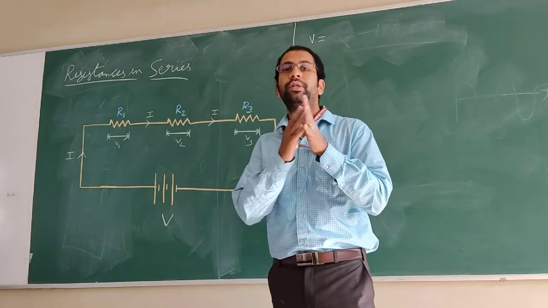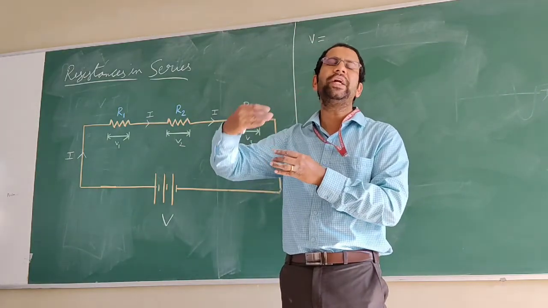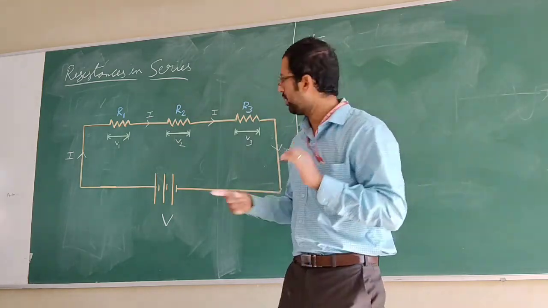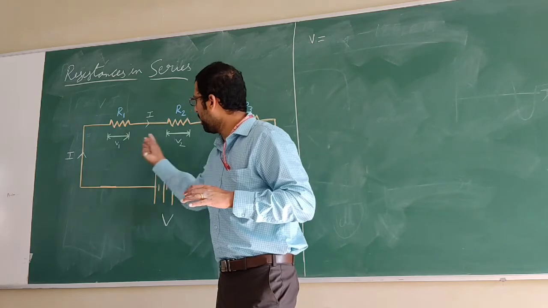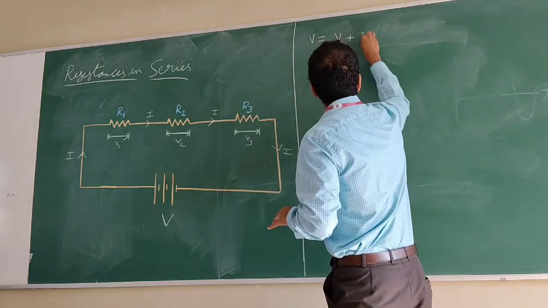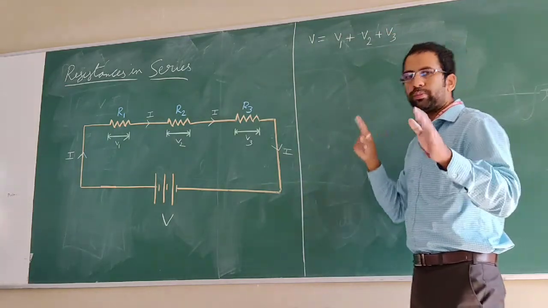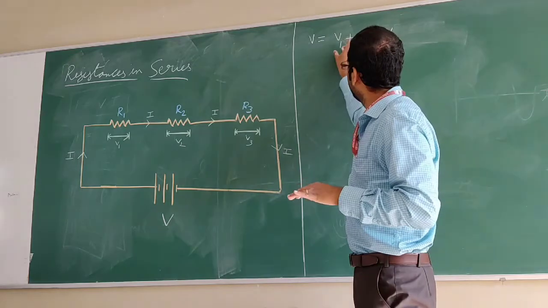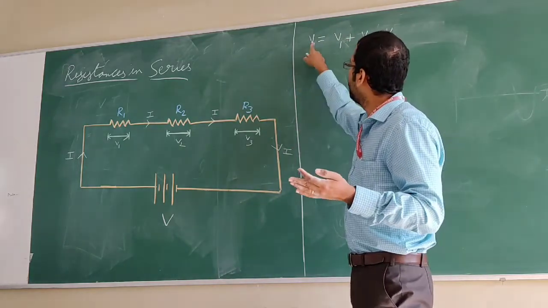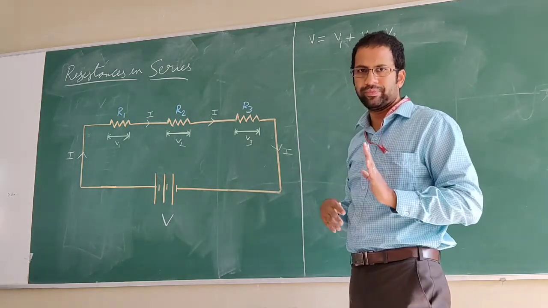The superposition principle is that the weighted sum of the inputs is equal to the weighted sum of the outputs. Here, V1 plus V2 plus V3 is equal to V. The superposition principle states that the weighted sum of the inputs is equal to the weighted sum of the outputs. That is the superposition principle.